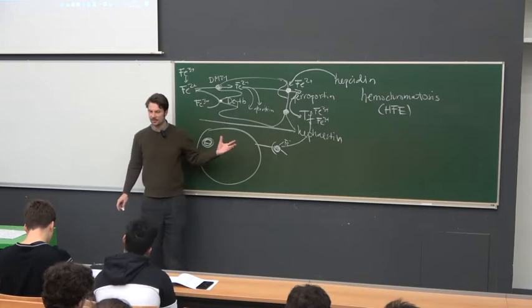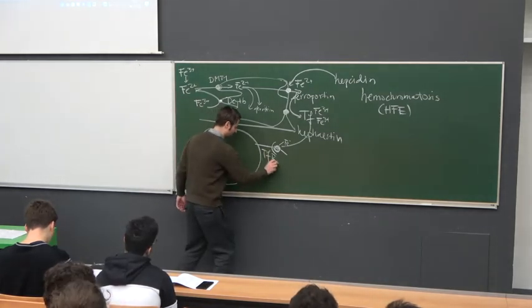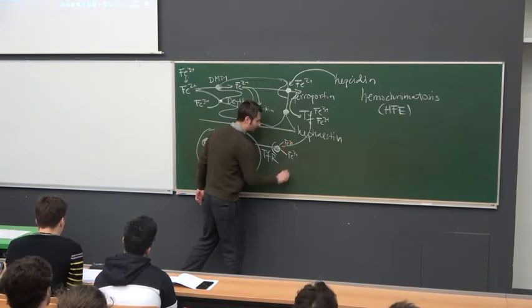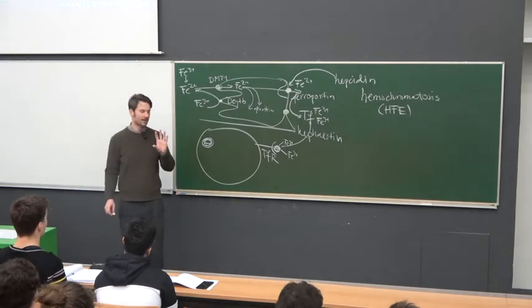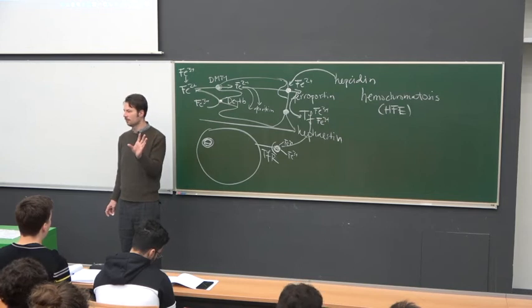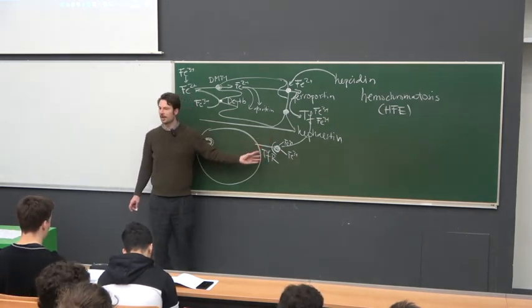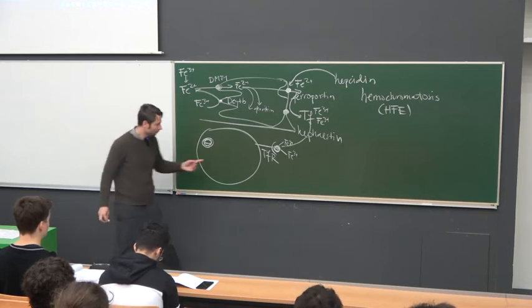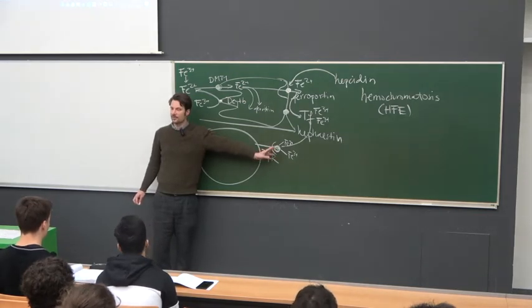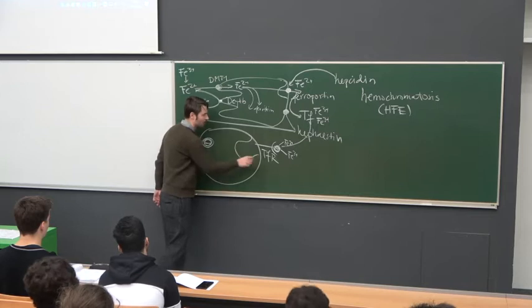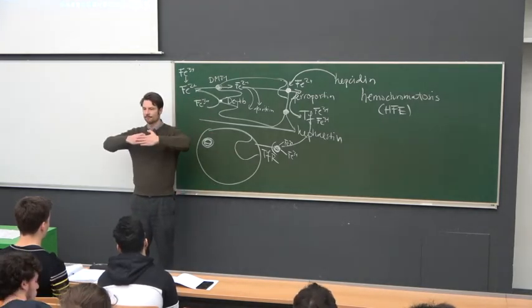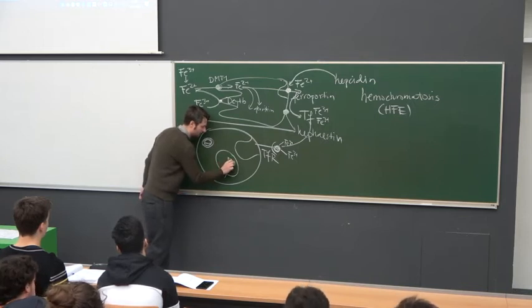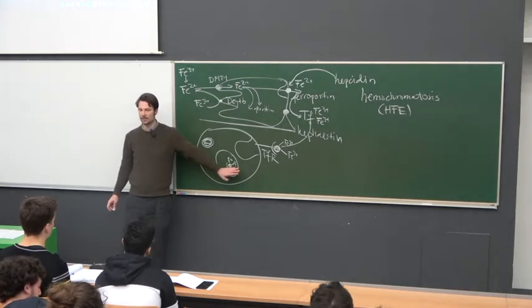So each cell expresses transferrin receptors, or TFRs, which have a very, very high affinity for saturated transferrin. So they don't have a very high affinity for transferrin that doesn't have any iron, but very high affinity for transferrin with iron, which makes sense because what would be the point of trying to get iron from transferrin which doesn't contain any iron? So when saturated transferrin binds to transferrin receptor, the whole receptor-transferrin complex gets endocytosed. And we have an endocytic vesicle which contains the receptor and saturated transferrin.